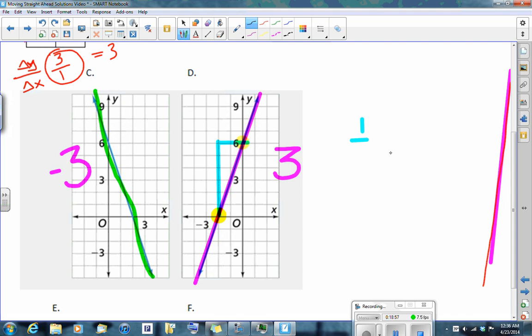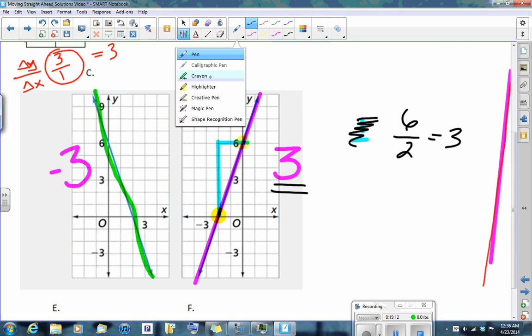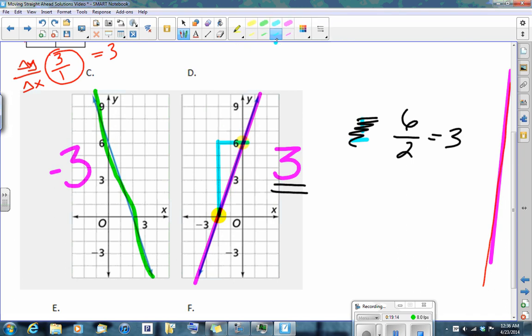Anyhow, rise over run, 6 over 2 equals 3. So that confirms this is the correct slope, 3, for this line. And over here on the left side, we can confirm that slope. We could even do different points. We could take this point right here and this point right here, if you can see that.